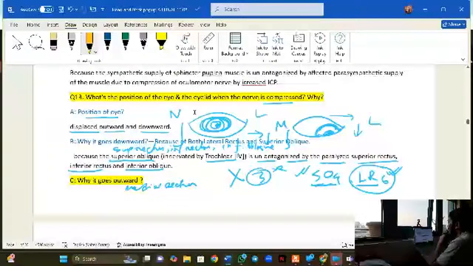What is the position of the eye and eyelid when the nerve is compressed? The eye will be displaced outward and downward. Why downward? Because of the unopposed function of the superior oblique, and outward because of the unopposed function of the lateral rectus.